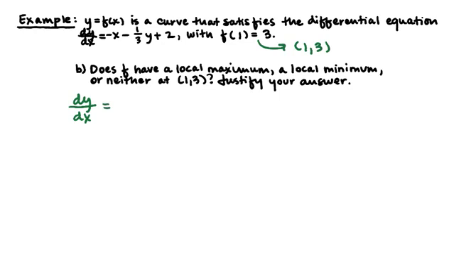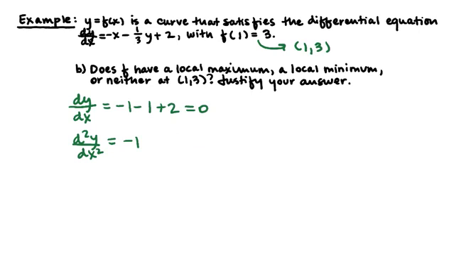dy/dx is negative 1 minus 1/3 of 3 plus 2, which is equal to 0. Now, the second derivative in part A, we showed to be negative 1. So I'm going to say, okay, I'm considering the fact that it's flat while concave down, which means it's hit a local maximum.